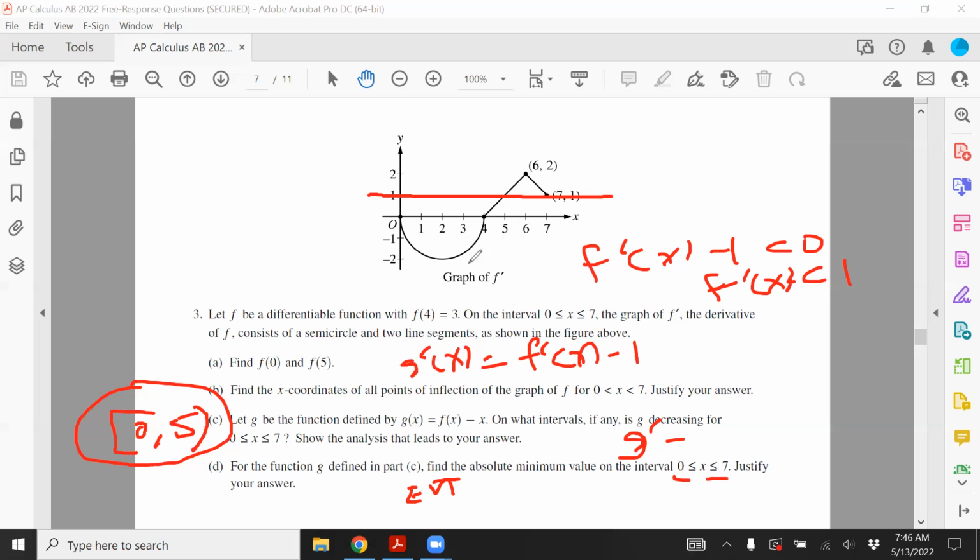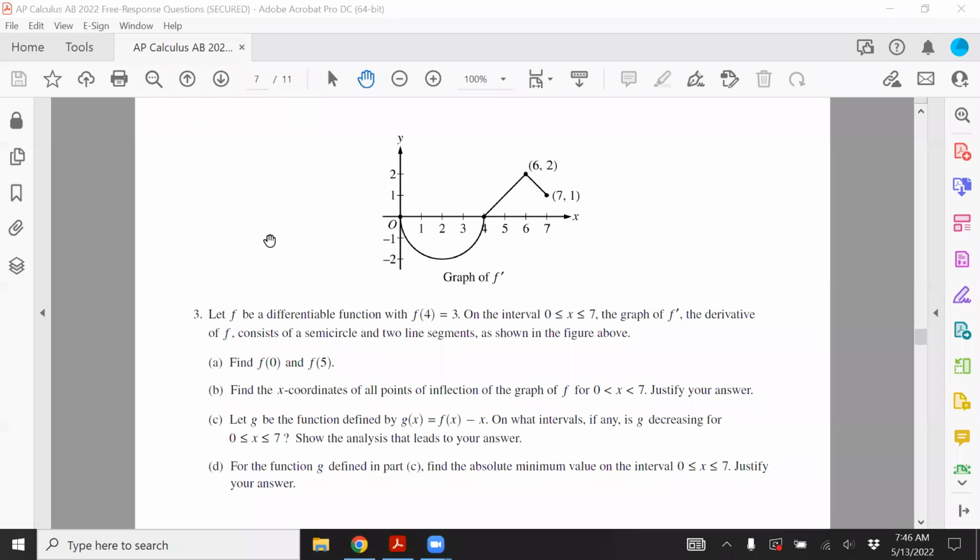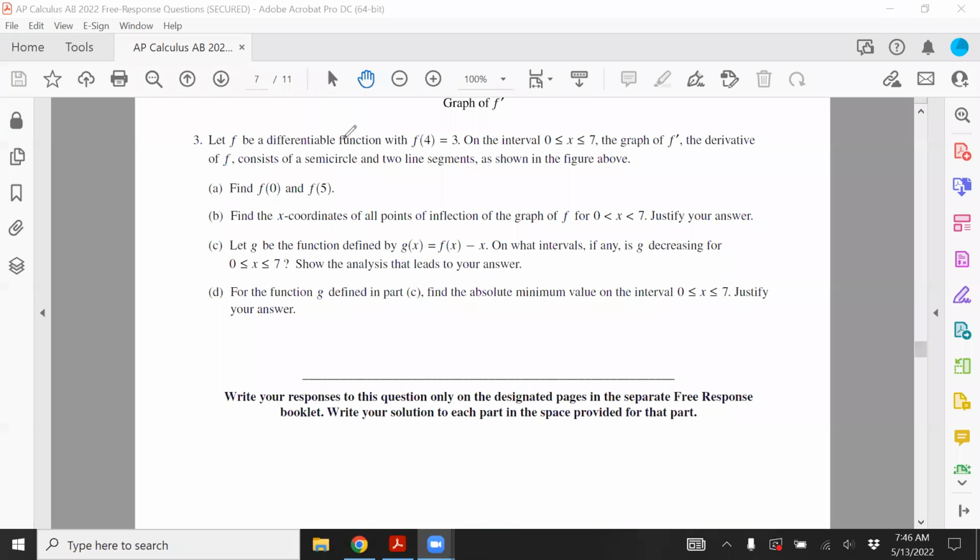And obviously, since F prime is defined everywhere from 0 to 7, we assume continuity as well. So EVT does apply. So remember, you have to have a closed interval for EVT. And we'll make a table. Actually, I'll just do a table up here.